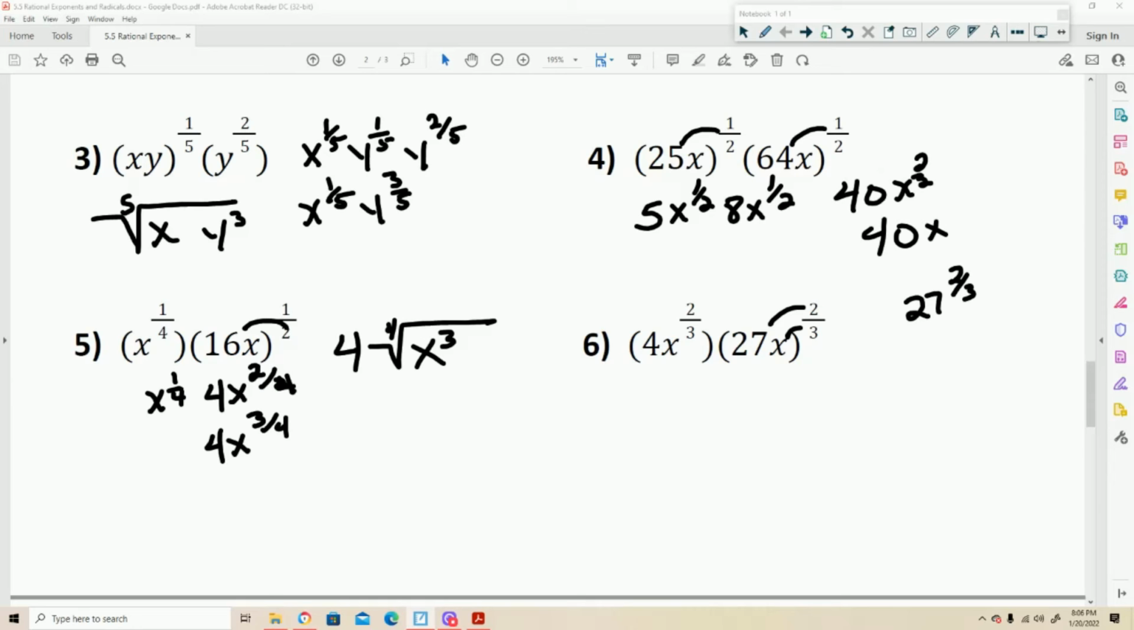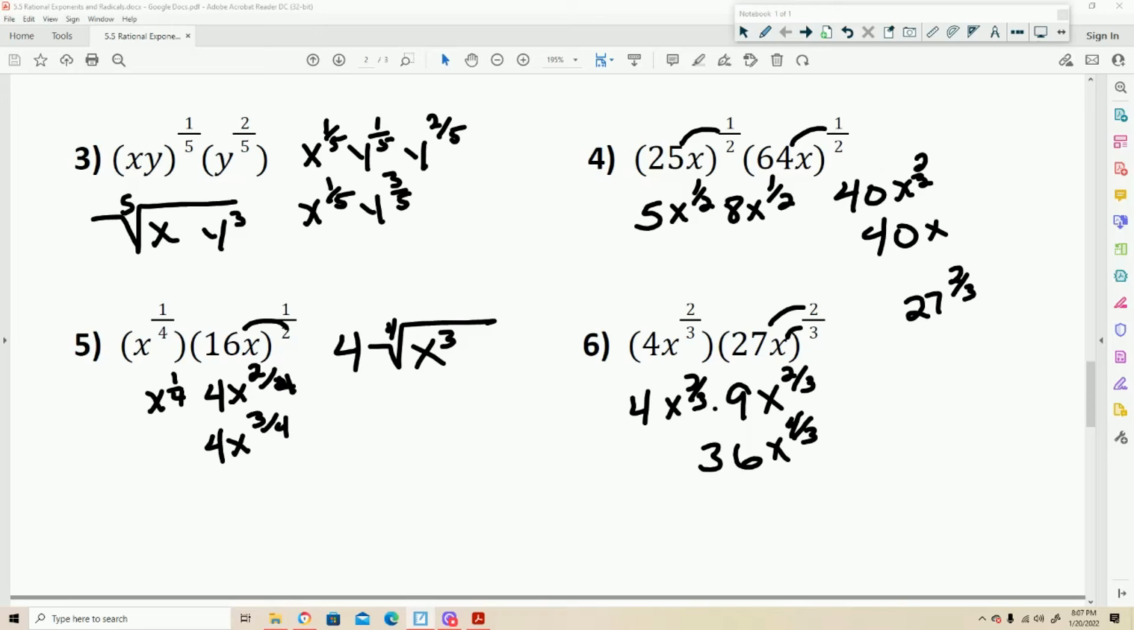So if I take the cubed root of 27, I get 3, and then square it, I get 9. So if I simplify this, 27 to the 2/3 is 9. Okay, and that's x to the 2/3. So over here, I have 4x to the 2/3 times 9x to the 2/3. So I should get 36x to the 4/3. We are simply adding.